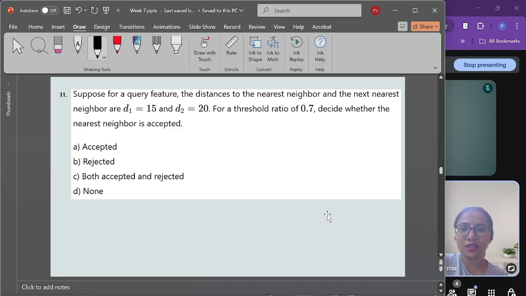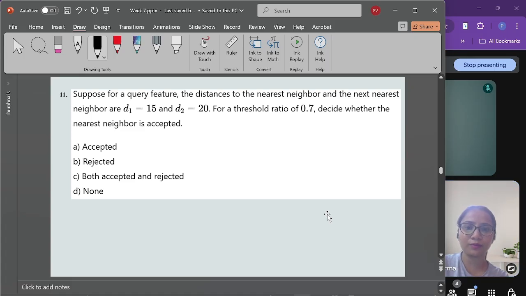Now the next question is: suppose for a query feature the distance to the nearest neighbor and the next nearest neighbor are d1 is equal to 15 and d2 is equal to 20. For the threshold ratio 0.7, decide whether the nearest neighbor is accepted or rejected. So can you give the answer for this question?